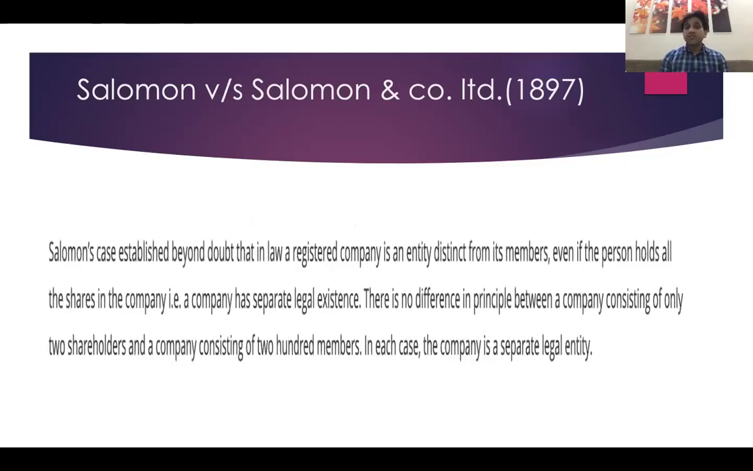Solomon's case established beyond doubt that, in law, a registered company is an entity distinct from its members, even if one person holds all the shares in the company; that is, a company has separate legal existence. There is no difference in principle between a company consisting of only 2 shareholders and a company consisting of 200 members. In each case, the company is a separate legal entity. So it was held in that case that a company has a separate legal existence from its members. So member and company are 2 different identities.